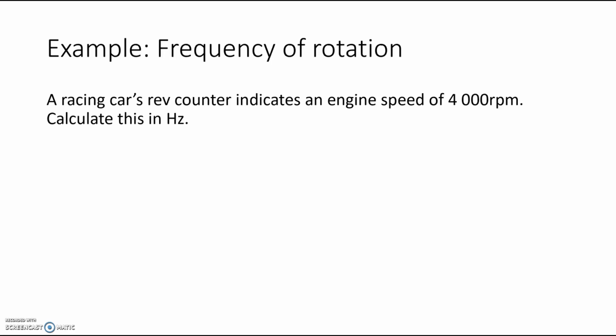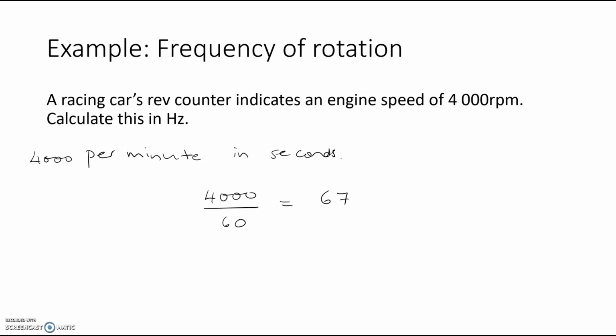Okay, there's a different sort of question. A racing car's rev counter indicates an engine speed of 4,000 revolutions per minute. Now, that's per minute, and it says 4,000 of them, so it's 4,000 in 60 seconds. Okay, so the frequency is going to be then 4,000 over 60, because there are 60 seconds in a minute. Okay, do that on your calculator and we get that.